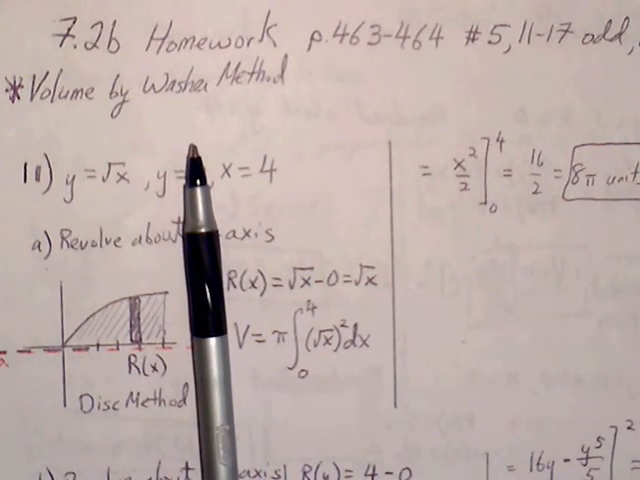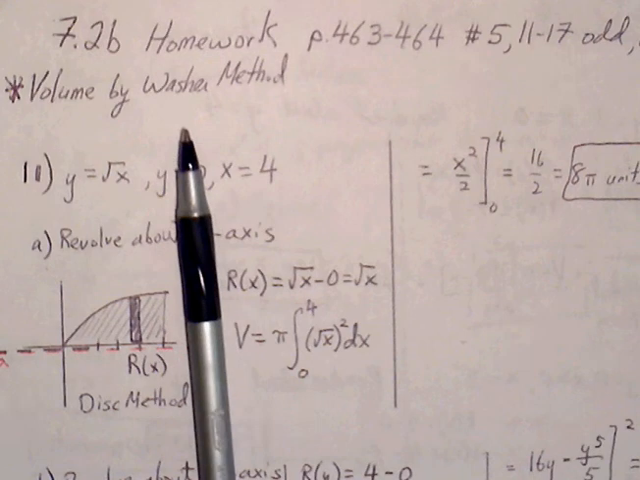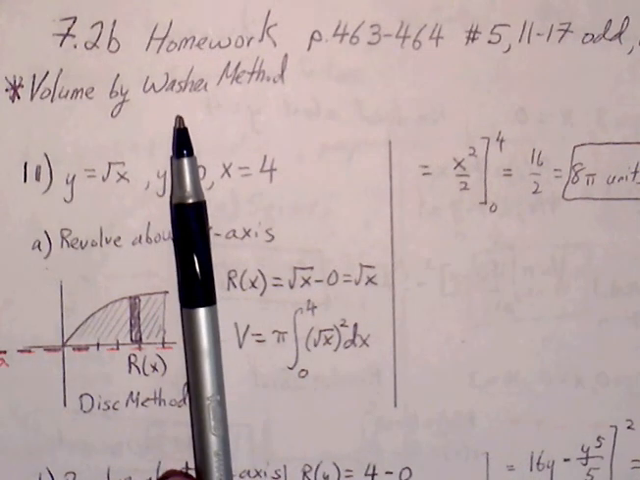If there are no gaps, then we stick with this method, but only if there's a hole or a gap between the axis and the shaded region, then we have to apply the washer method. Okay, meaning that we have to subtract out the hole for our object.